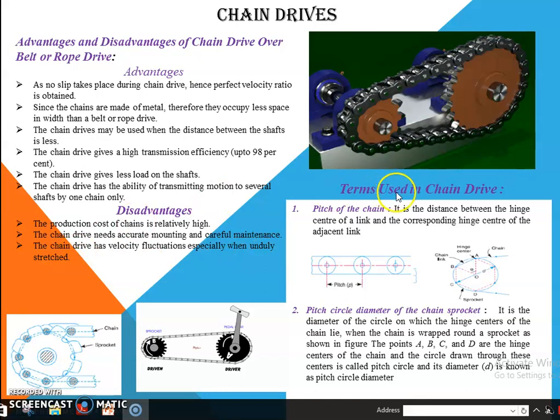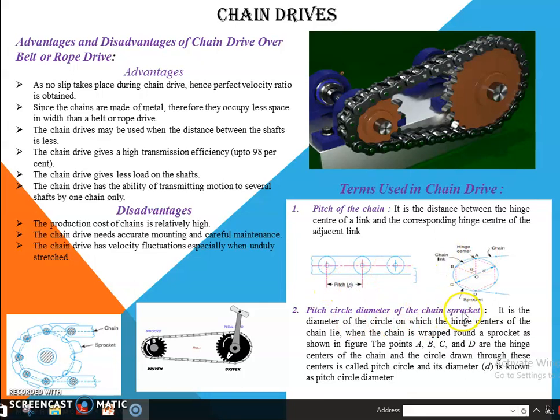Then, the different terms used in chain drive. First, pitch of the chain. It is the distance between hinge center of a link and corresponding hinge center of adjacent link, like this.